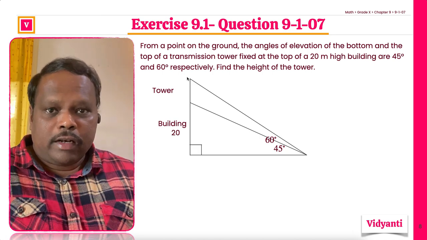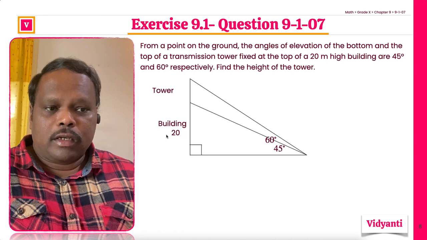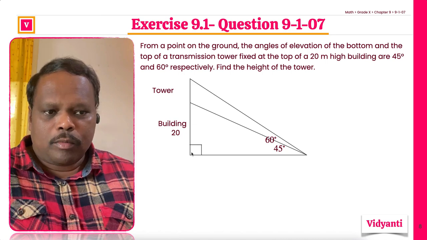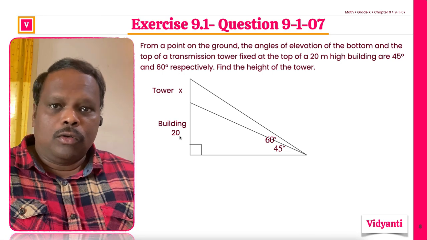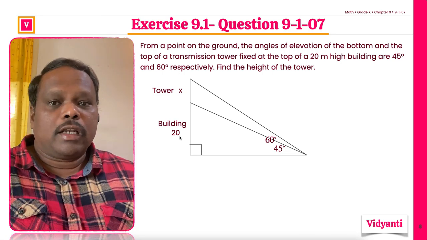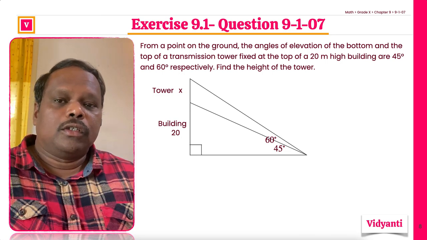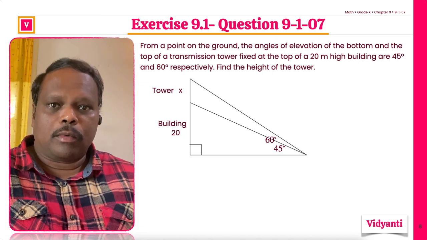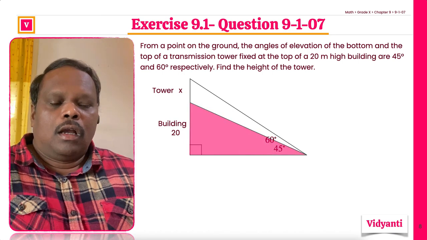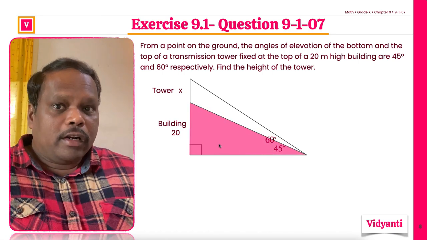The building itself has been given as 20 meters tall. So this portion from here to here, it is 20 meters. And the tower is unknown, which we are supposed to find out. Just like the previous question, we are going to use trigonometry twice in this particular solution. We will consider the smaller triangle first.